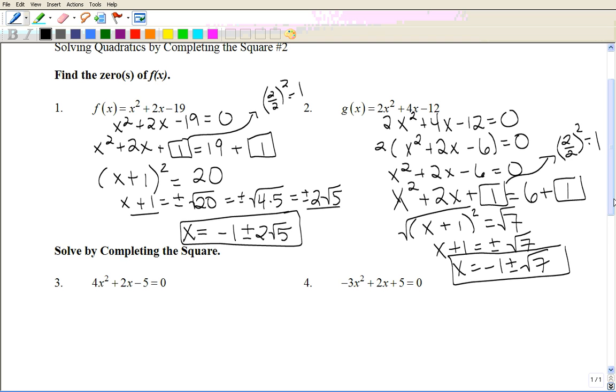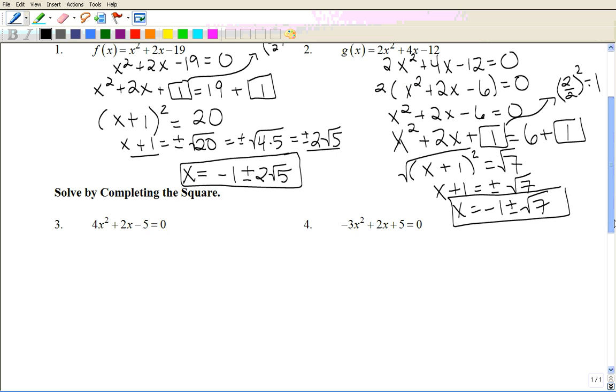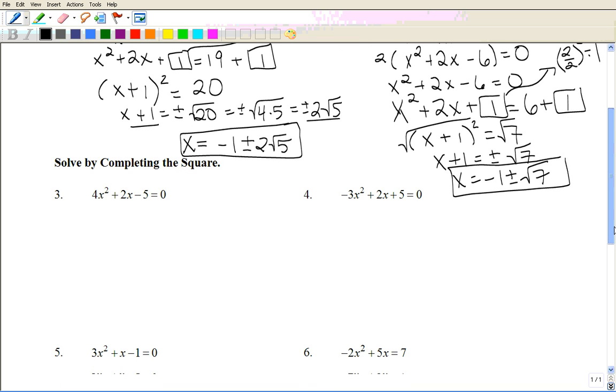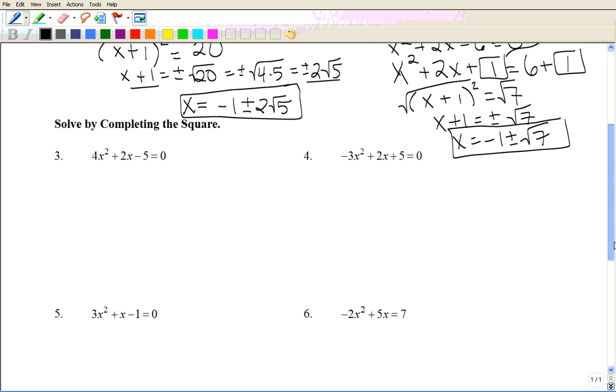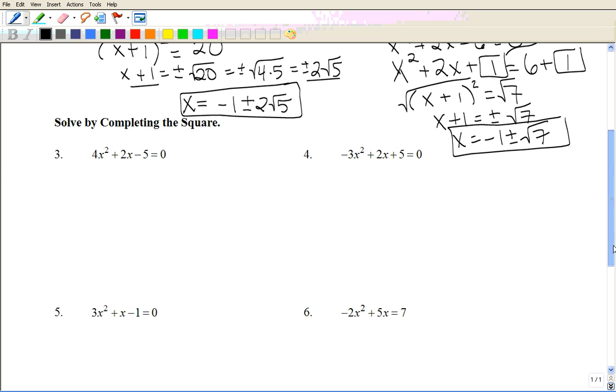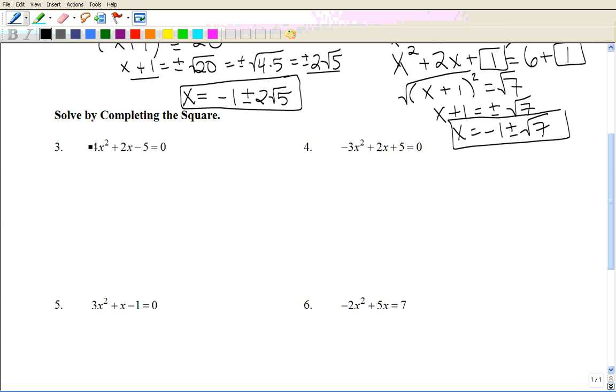Alright, so now let's look at some more down here. We've got number 3, which is 4x squared plus 2x minus 5 equals 0. So again, a here is not equal to 1. In fact, it's 4. But I don't want that. I want a to always just be 1. So that means I'm going to take out the 4 all the way to the front.